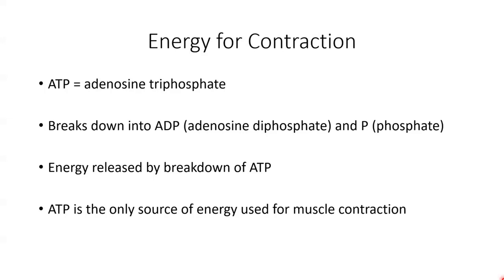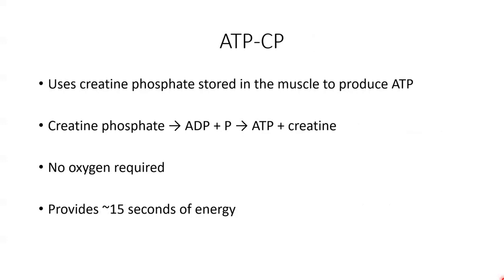When we break down ATP as part of cross-bridge cycling, ATP breaks down into ADP, or adenosine diphosphate, and a phosphate ion. When ATP is broken down, energy is released. And this is the only energy source which is used for muscle contraction. Now, there are 3 energy systems that produce ATP for us to use during muscle contraction.